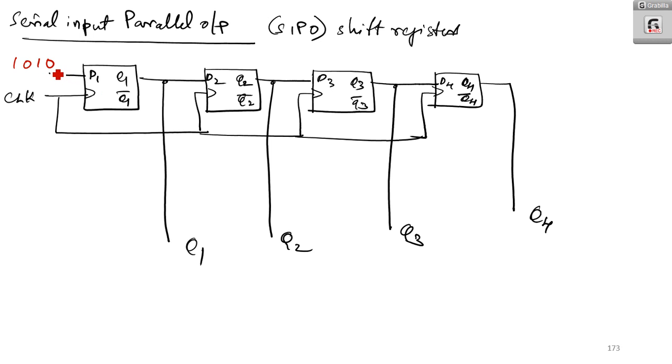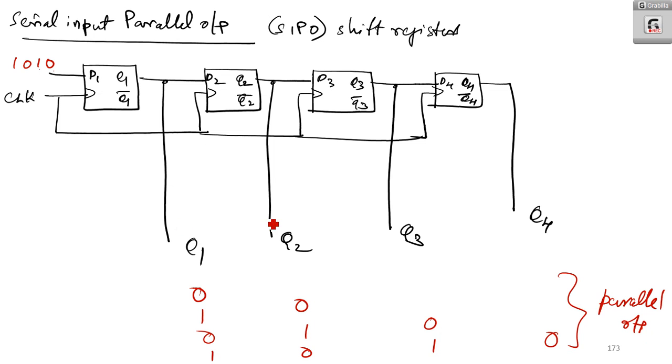Okay. In the first clockwise, 0 will come here. So that 0 is coming here. In the second clockwise, this 0 will be shifted as Q2, and you will get 1 here. In the third clockwise, 0 will be shifted here, you will get 1 here, and next 0 will come in here. And in the fourth clockwise you will get 0, 1, 0, 1. So these are the parallel outputs in 4 clockwise. Okay. So you are having first clockwise, second clockwise, third clockwise and fourth clockwise. So in 4 clockwise you are getting the output.